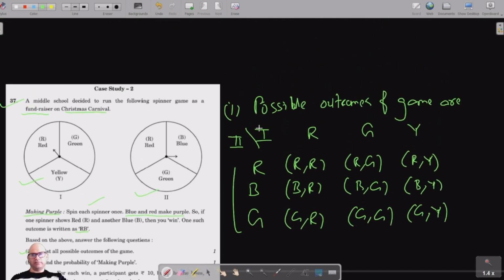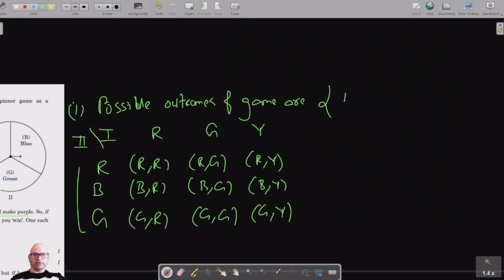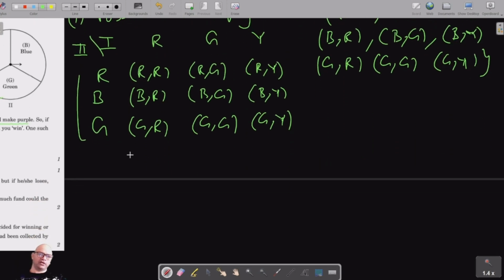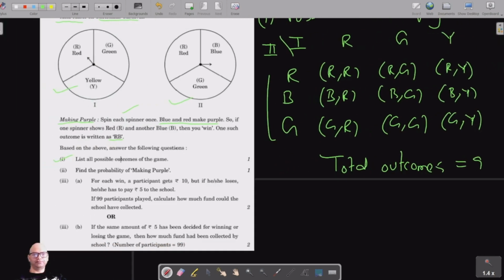We can write the possible outcomes of the game as red, red; red, green; red, yellow; blue, red; blue, green; blue, yellow; green, red; green, green; and green, yellow. This is the sample space, and we have a total of nine outcomes.